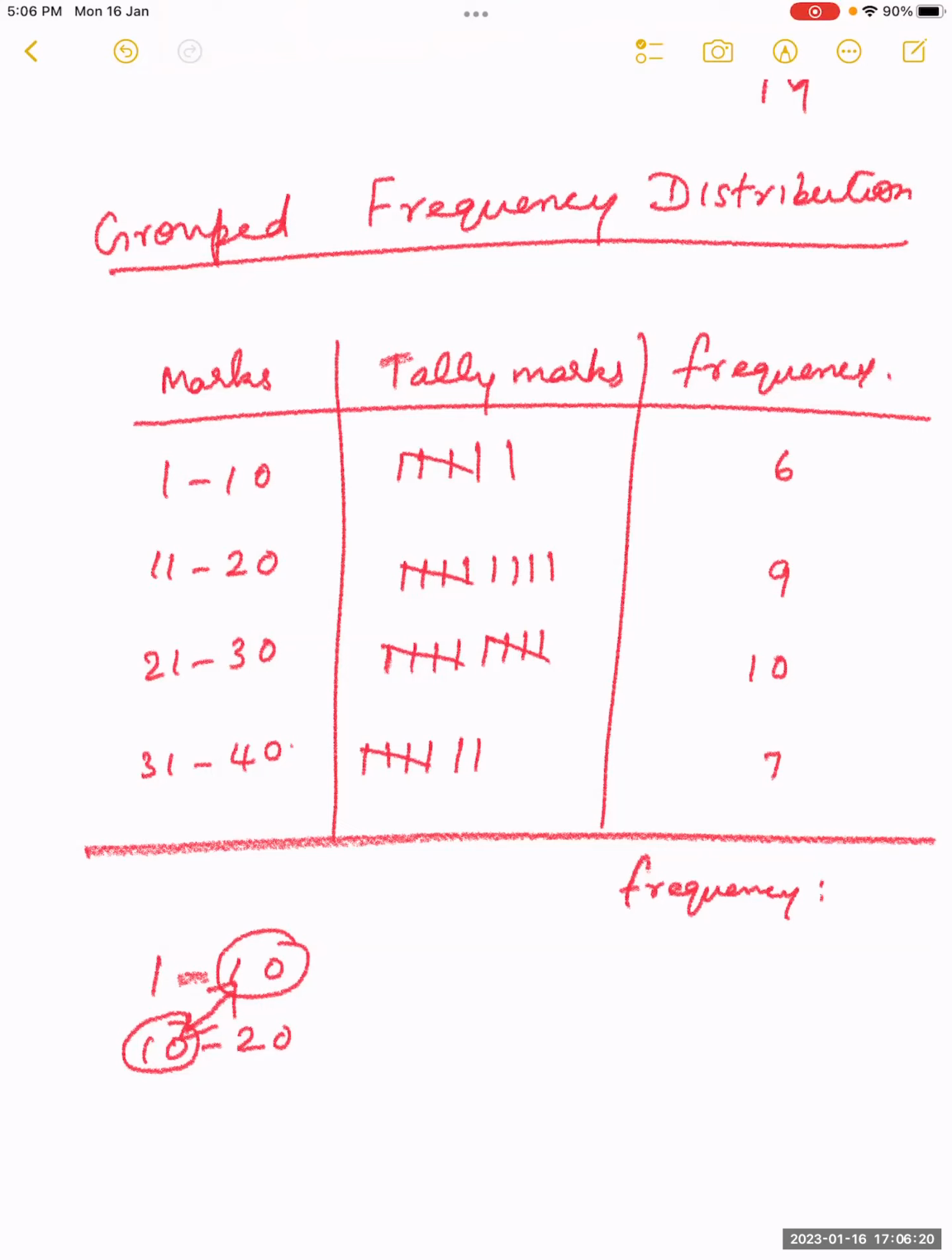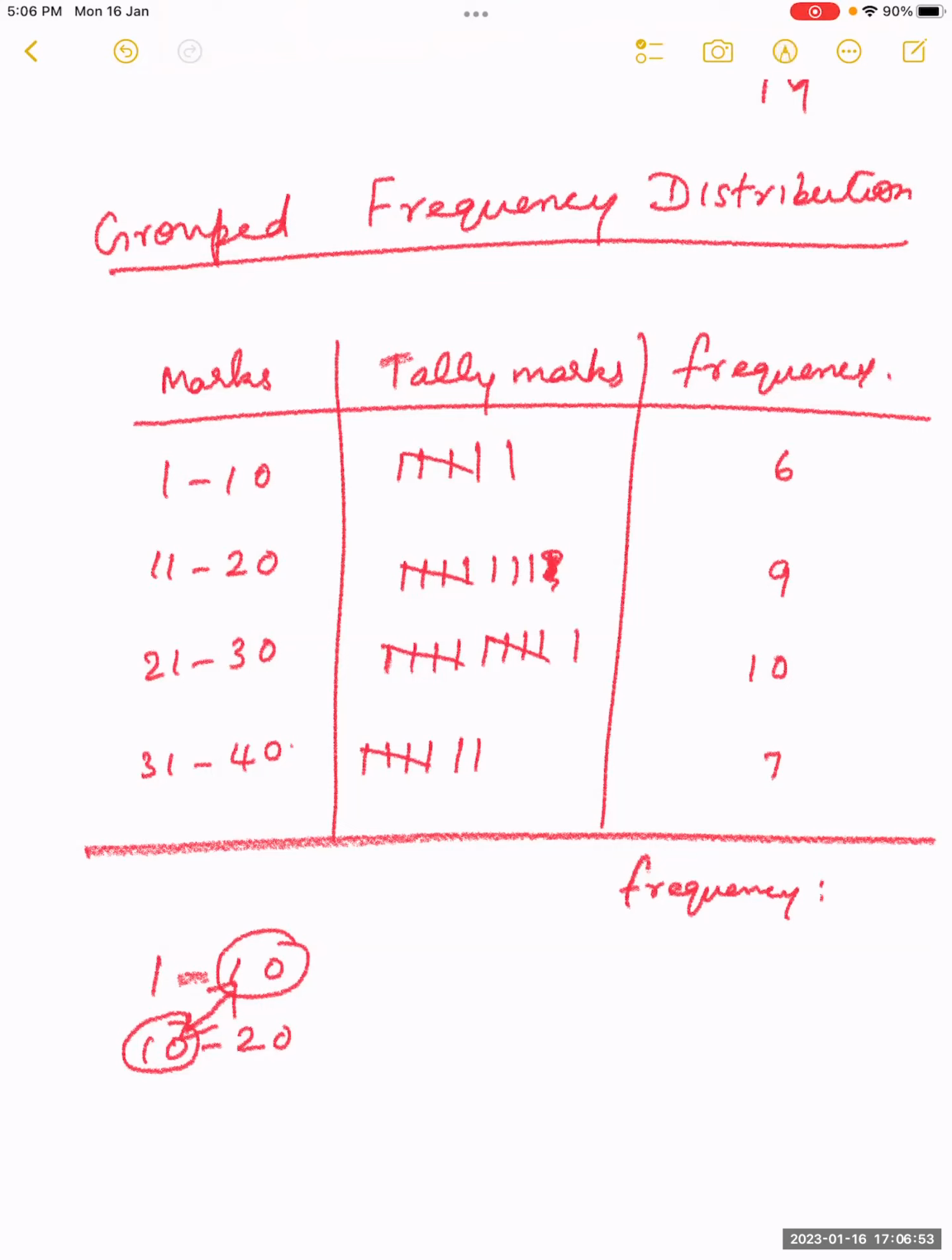So 11 to 20 should be 11 observations. Let me just count it. 1, 2, 3, 4, 5, 6, 7, 8. Only 8 observations. I put an extra for 11 to 20 and one less for 21 to 30. That's true, that's what happened. So when I counted it, I am getting only 8 observations. So like that, you can count and see.